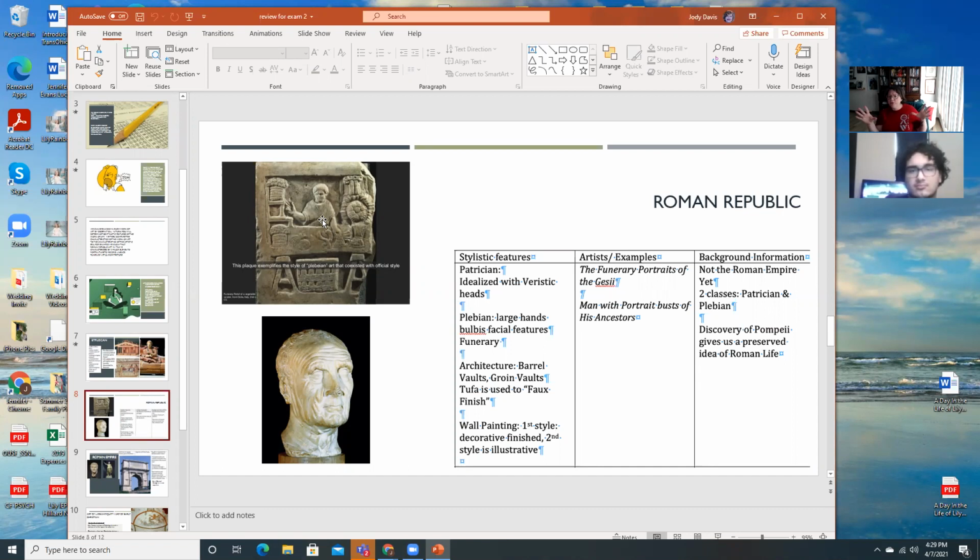Okay, so background information. Remember, I told you the Roman Republic isn't the empire yet. Two classes ago, we had the discovery of Pompeii. That discovery gives us a lot more information about what Roman life was like. Within it, we also realized that they had fresco painting, first style and second style wall painting. Just remember, the first style wall painting doesn't have any story or any kind of figurative design. Second style wall painting has illustration in it.